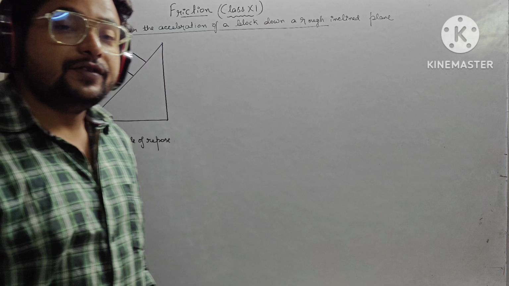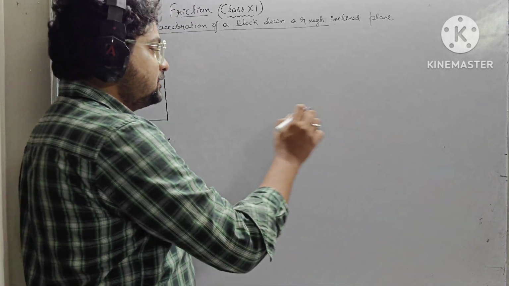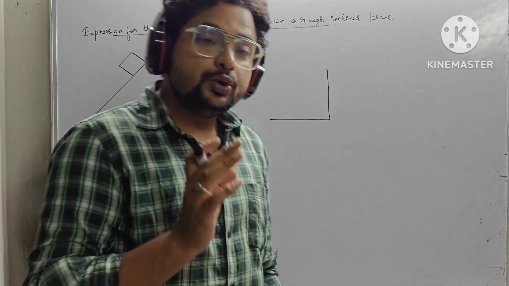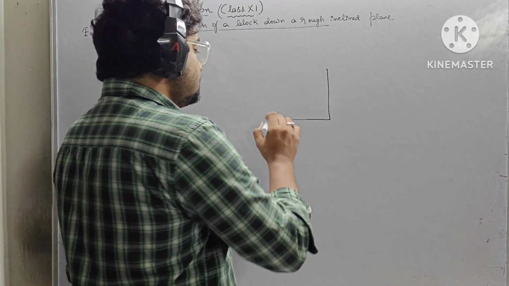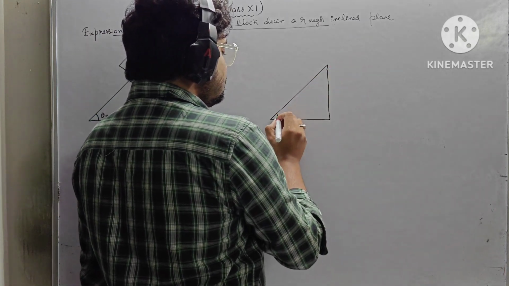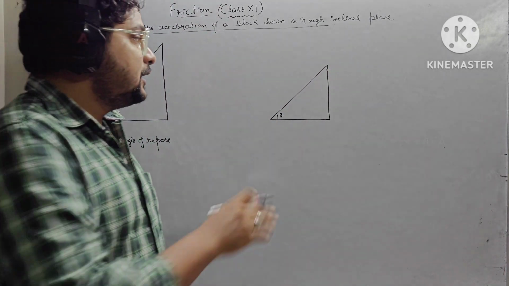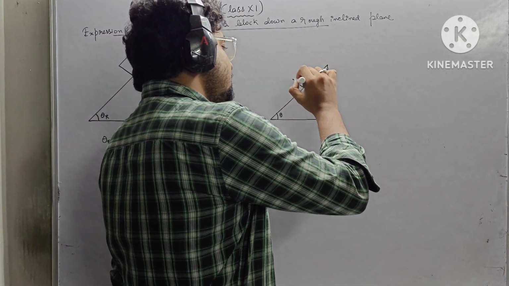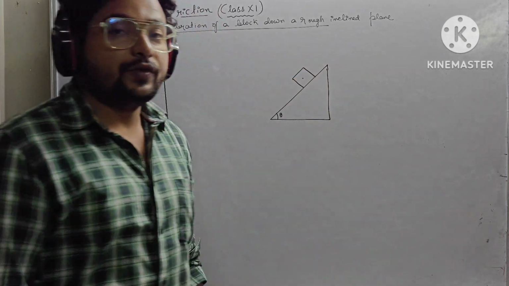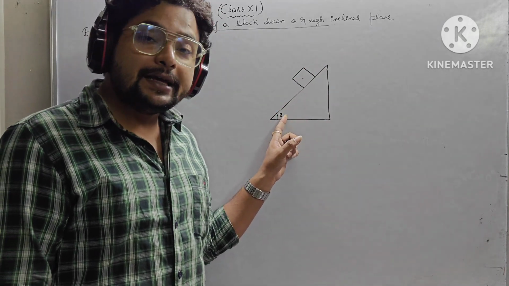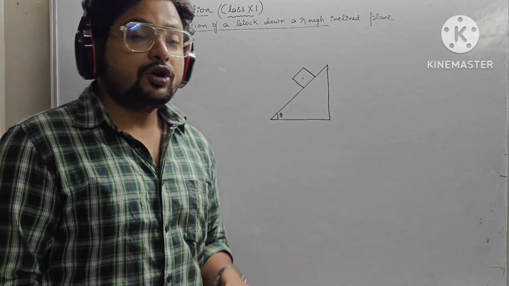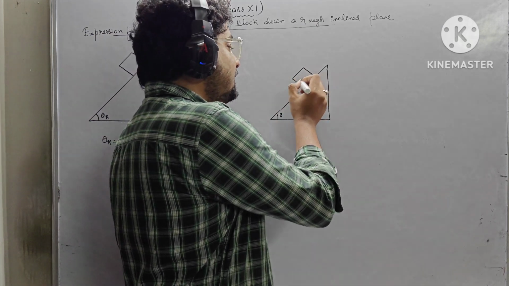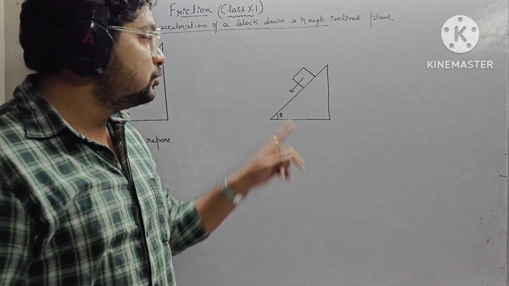Now what is the angle of repose in an inclined plane? See students, suppose we have an inclined plane which is rough, that means it has a particular friction. This is the particular value of the angle of the inclined plane. If I place a block over here, then for any angle of inclination the block will not simply slide down, though the block has a tendency to move along this direction.